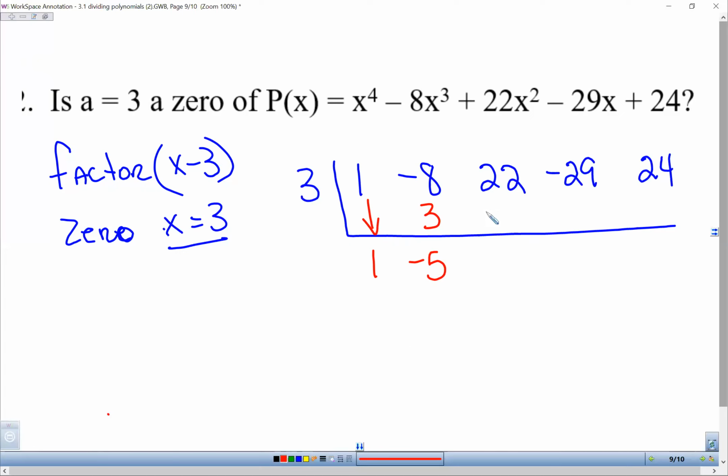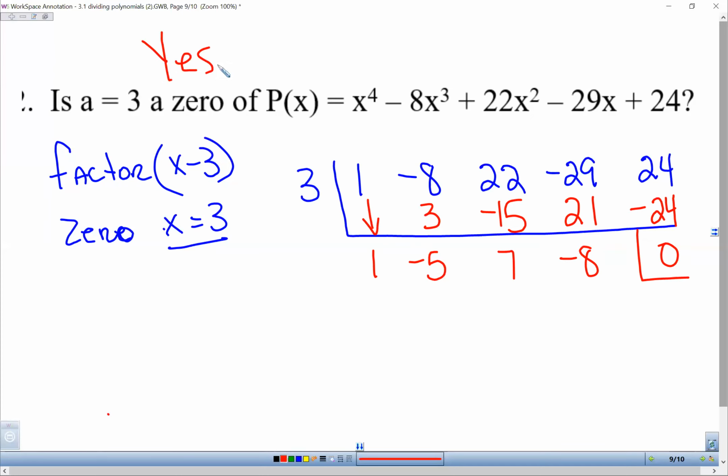3 times negative 5 is negative 15. That adds up to 7. 3 times 7 is 21. That adds up to negative 8. And 3 times negative 8 is negative 24. So, is this a 0? Yes, it is, because our remainder is 0.